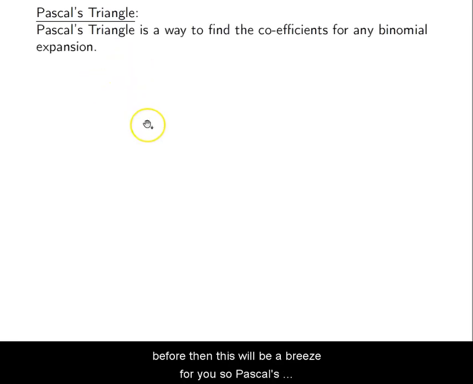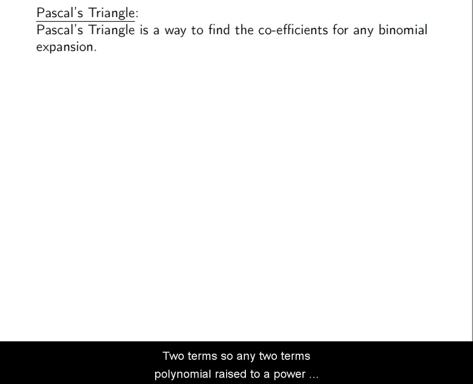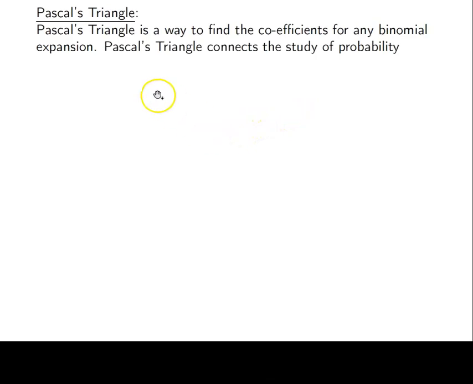If you've seen it before, then this will be a breeze for you. Pascal's triangle is a way to find coefficients for any binomial expansion. Remember, a binomial is two terms, okay? So any two-termed polynomial raised to a power can be found through Pascal's triangle. It's a really useful tool, and we're going to use it to figure out how to find a generalized formula for the derivative of a polynomial.